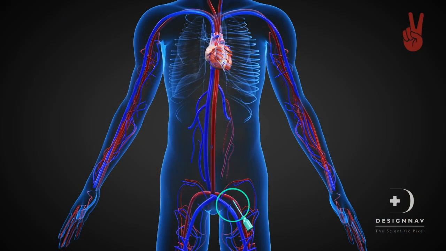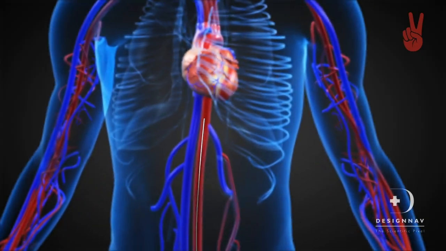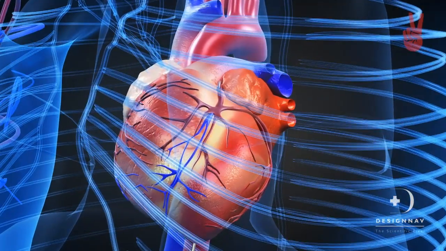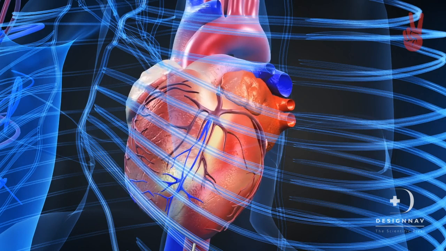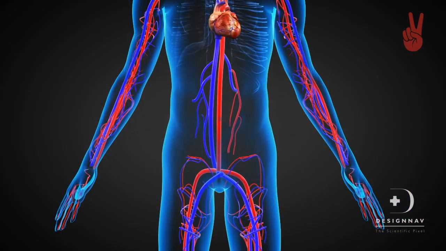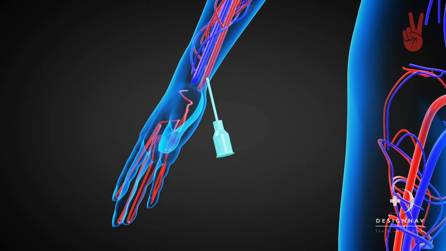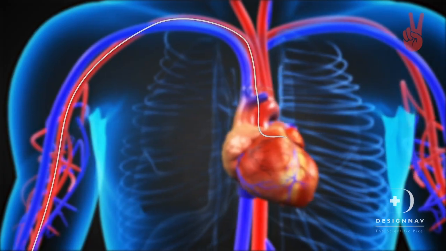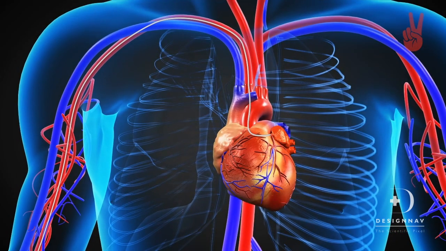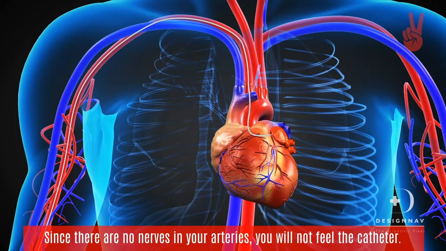The femoral artery in the upper leg, near where your leg bends from the hip, is one of the blood vessels doctors commonly use to insert the catheter and thread it through the artery to the heart to perform angioplasty. Instead of the femoral artery, your doctor may choose to insert the catheter in the radial artery in the wrist. From this access point in your leg or hand, a catheter is threaded through the arteries to your heart. Since there are no nerves in your arteries, you will not feel the catheter.